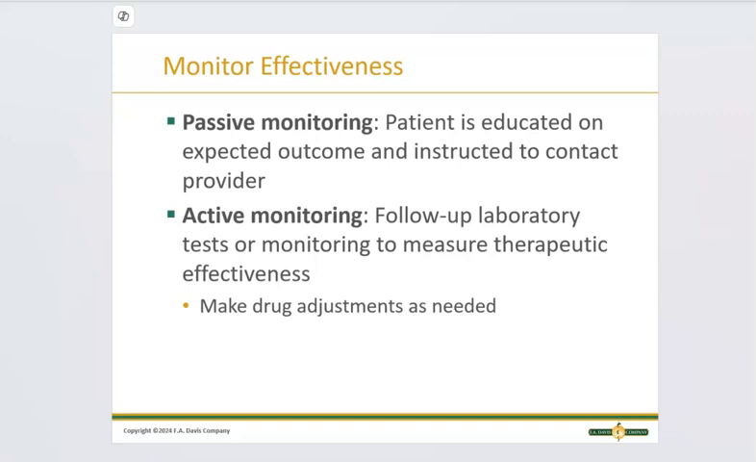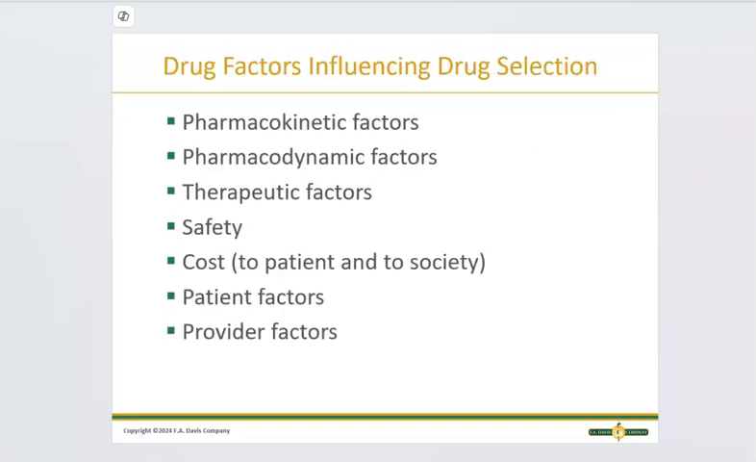When you're monitoring for effectiveness of the drugs, you can look at passive monitoring. Is the patient educated on expected outcomes? Do they know when to call you? And then active monitoring is like they need follow-up labs or something like that to make adjustments to the dosing. Remember, we have to know what the drug is going to do to our body and what our body is going to do to the drug. We have to understand both of those processes to make sure we're going to get the right effect we're looking for.